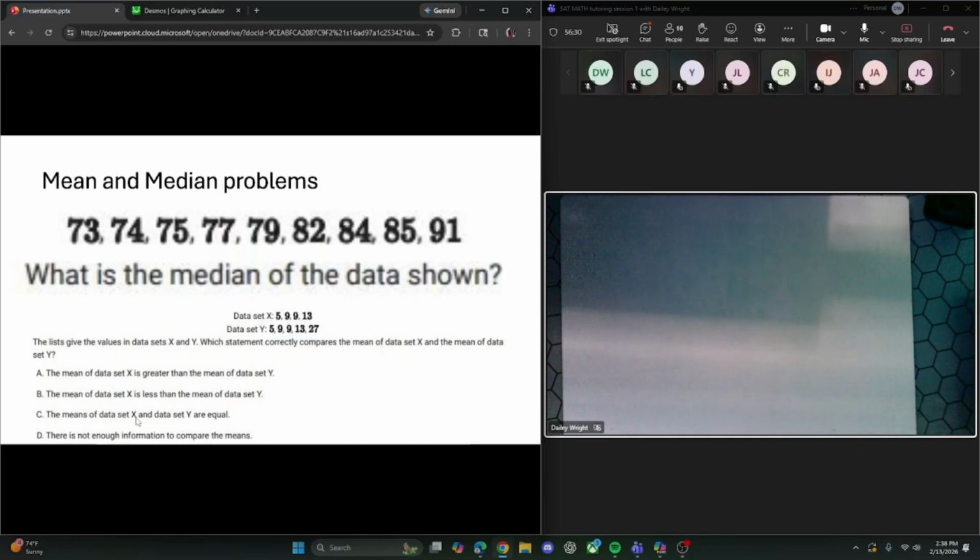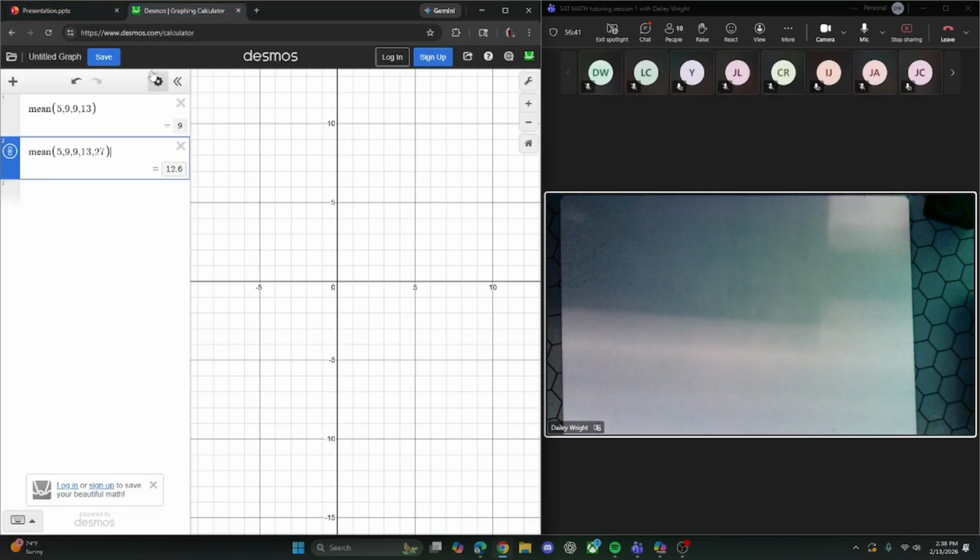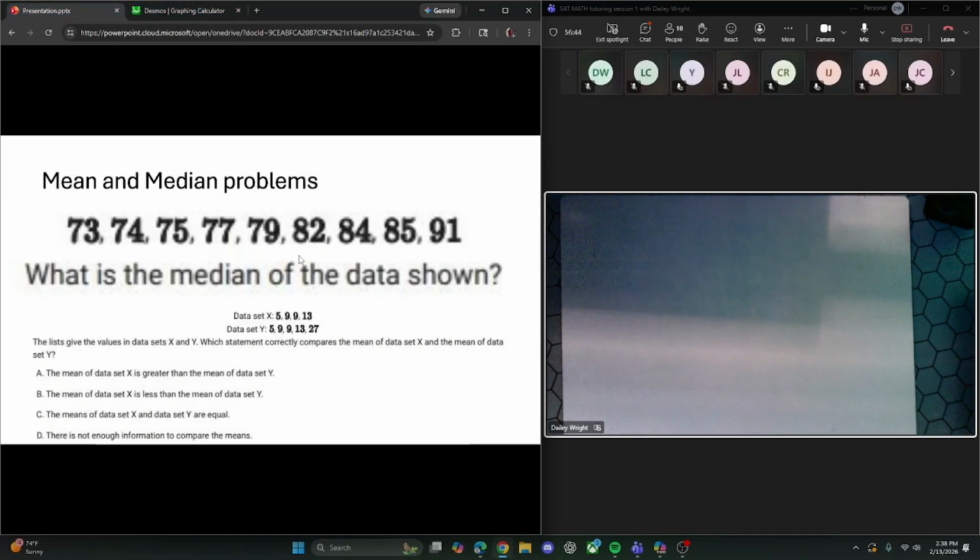The mean of data set X and data set Y are equal. That is obviously not true. When we plugged it into Desmos, they're different. And then D says there's not enough information to compare the means. That's not true because we have both of the means.